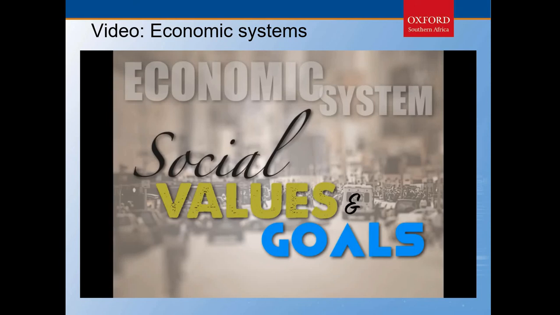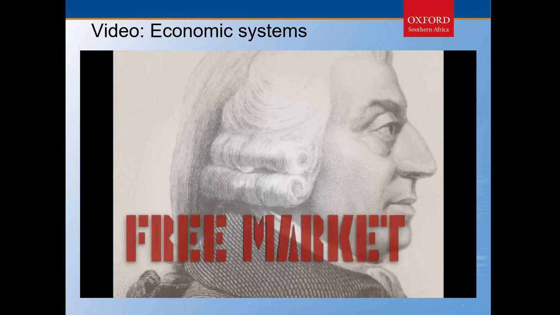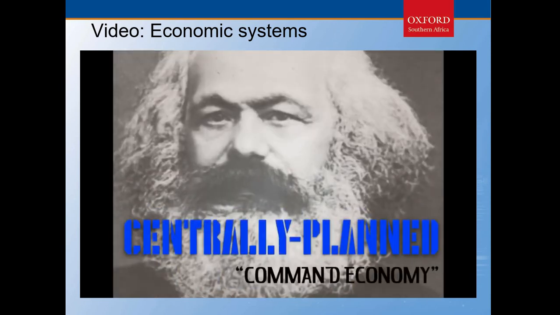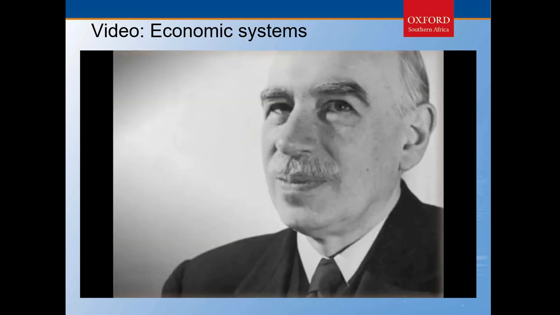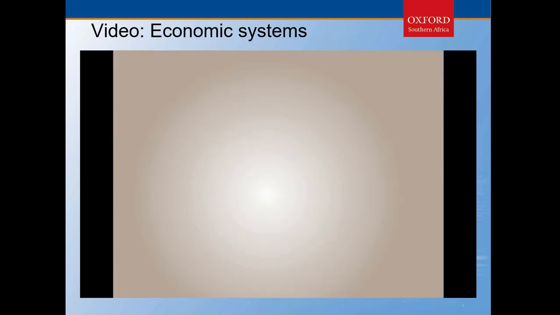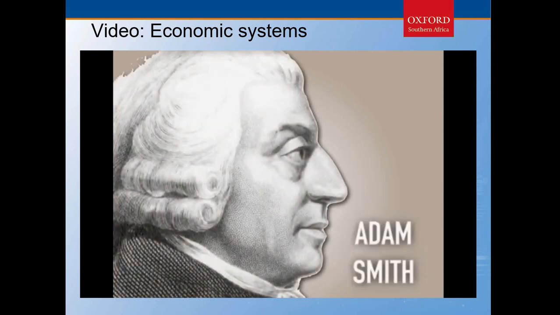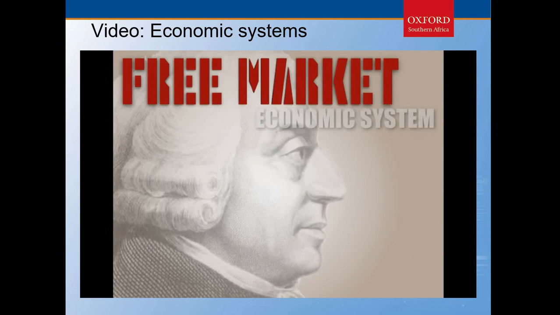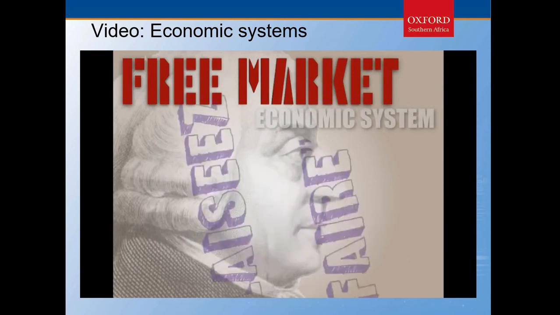Today we're going to take a quick look at the 3 most common economic systems around the world. They are the free market, also known as the market economy, the centrally planned economy, also known as the command economy, and the mixed economy, also known as the Keynesian economy. Let's start with the free market. Advocated by the economist Adam Smith, the free market economy operates on its own through competition and consumer purchasing without government interference. This is a concept known as laissez-faire economics.